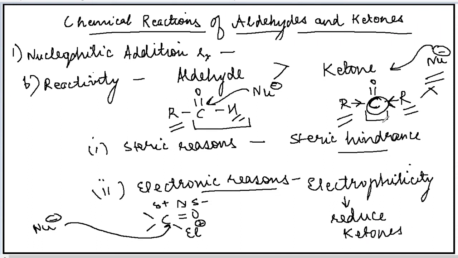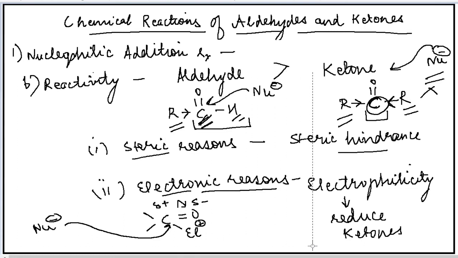So if the electrophilicity of this carbon reduces in ketones, the attack of the nucleophile becomes difficult. Whereas the aldehyde is not surrounded on both sides by carbon containing groups, only on one side. So this carbon behaves as more of an electrophile compared to that of the ketone, and the nucleophile may attack this carbon easily. These are the two reasons, the steric and the electronic reasons, responsible for the high reactivity of the aldehyde as compared to ketone towards nucleophilic addition reactions.